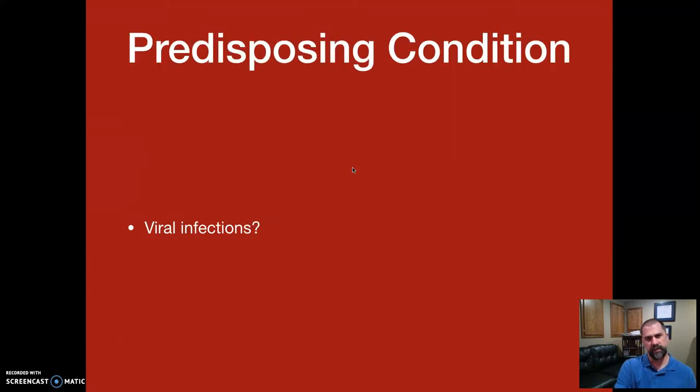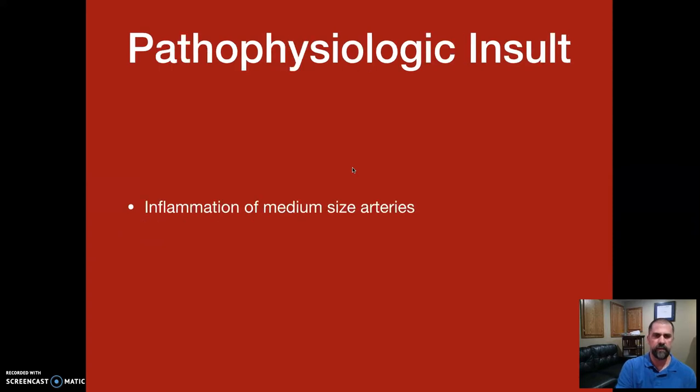Predisposing conditions, there's really not a lot known about that part of Kawasaki's disease. It's thought that possibly viruses may induce this type of vasculitis. Pathophysiologic insults, so it's inflammation of the medium-sized arteries, otherwise known as vasculitis.